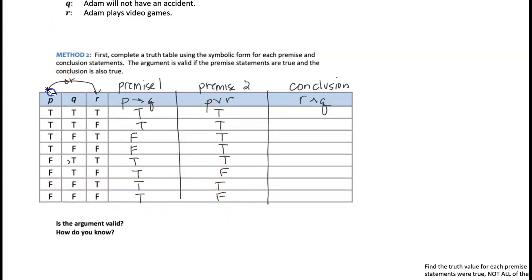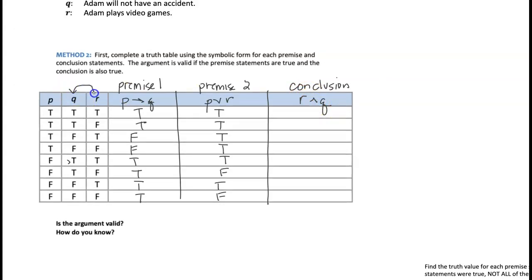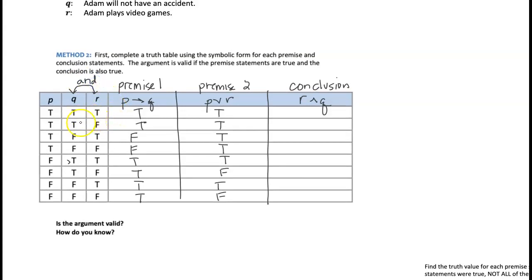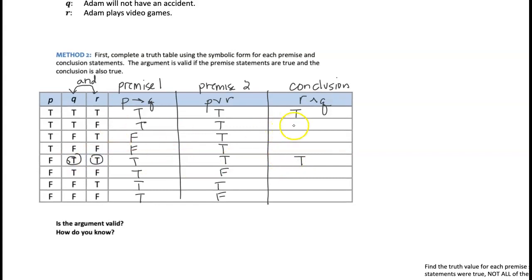Now we're on to the conclusion column. And the conclusion is statement R and statement Q. So we're connecting these two statements with a conjunction, and. For an and, we need them both to be true for a true truth value. And the rest of them in this case would be false.